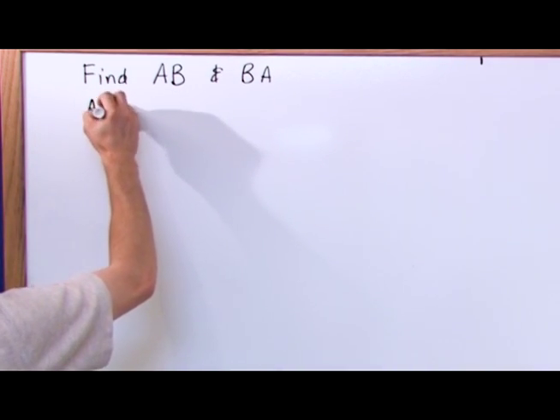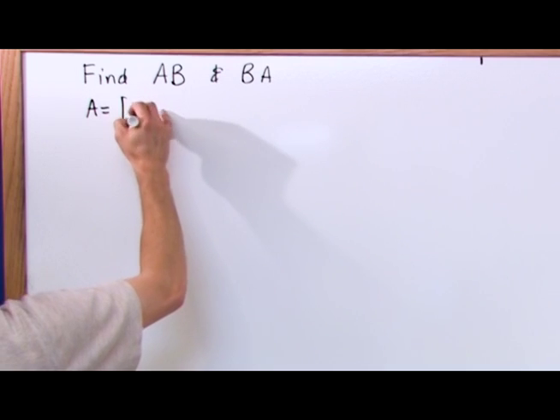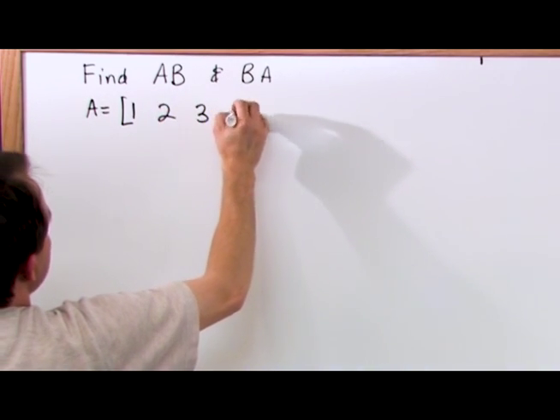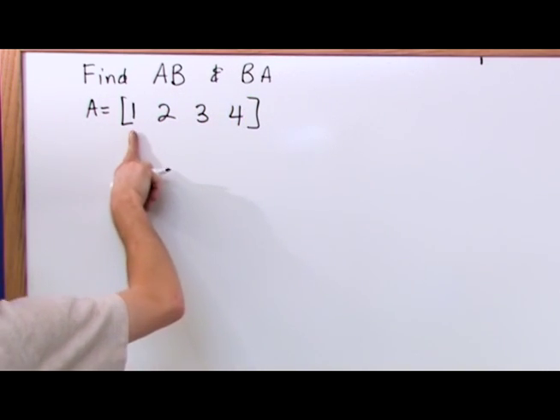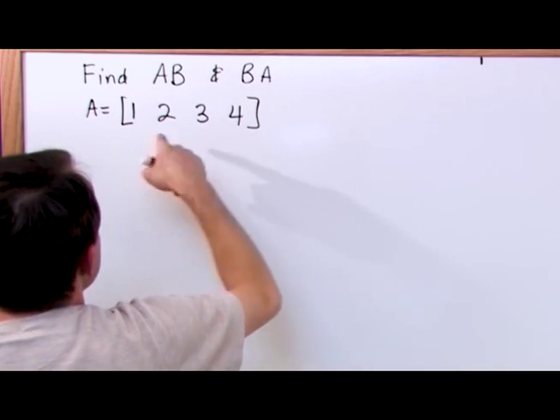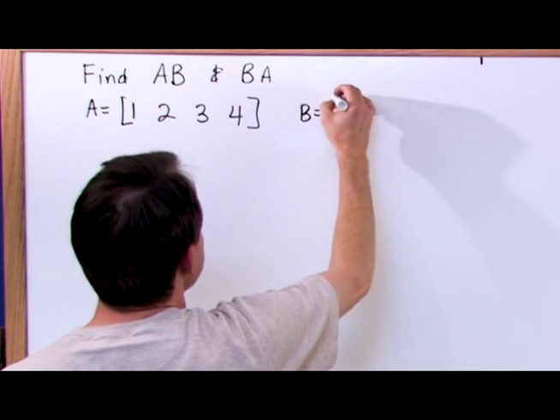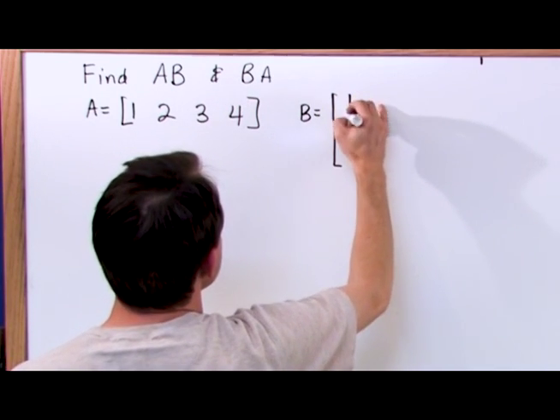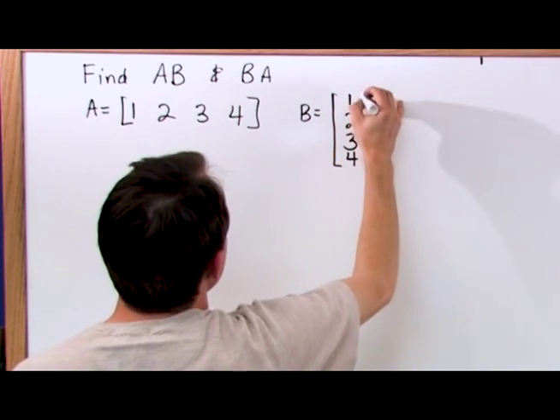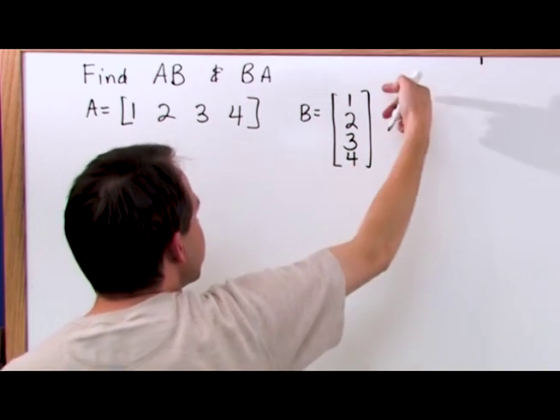Let's say matrix A is written as 1, 2, 3, 4. It's just a simple matrix with 4 columns and 1 row. Matrix B is written as a column matrix: 1, 2, 3, and 4. It's got 1 column but 4 rows.